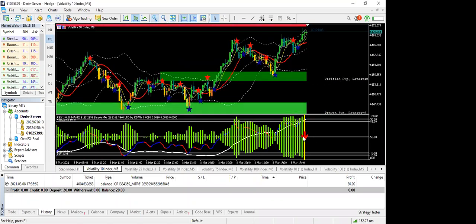Okay, and you can see TDA is showing us a reversal, and it's also at the upper Bollinger. You can see it's at the upper Bollinger. So this is a good entry, but we wait for a trigger. Once we see the red star, we'll jump in.